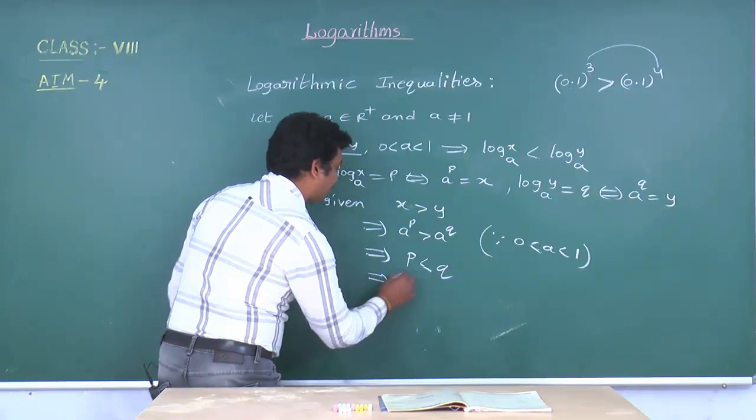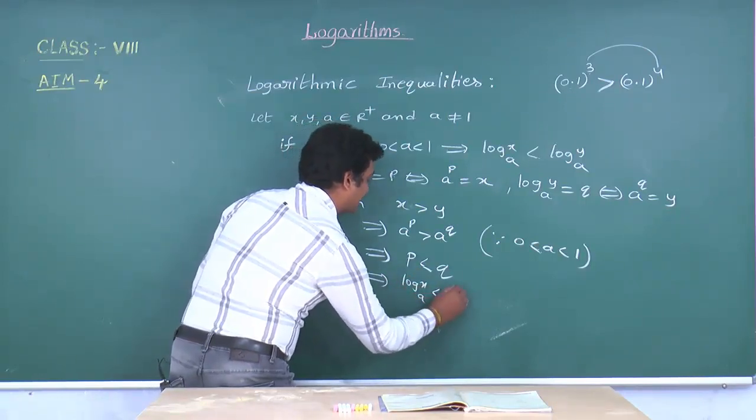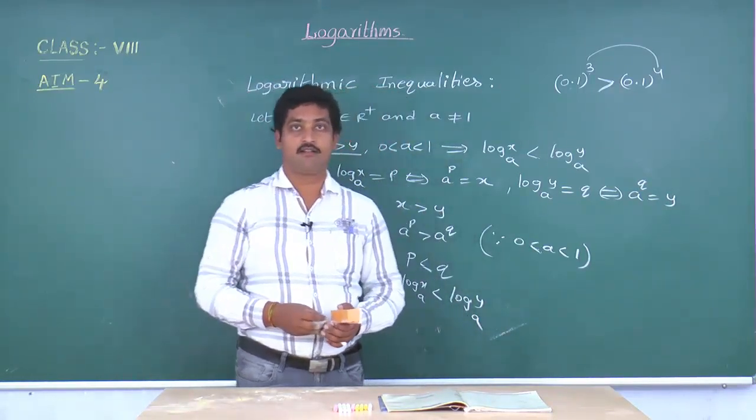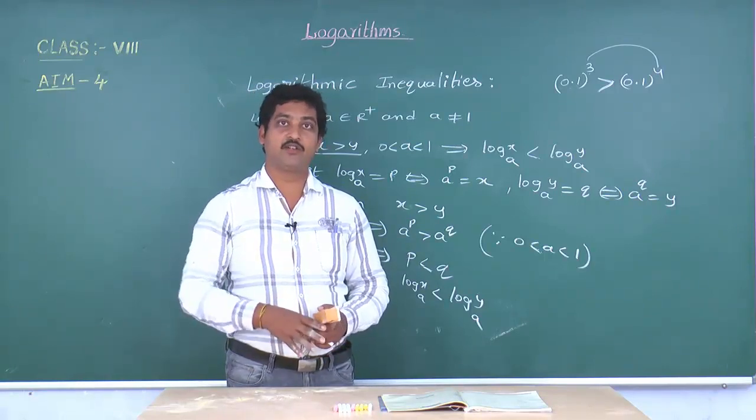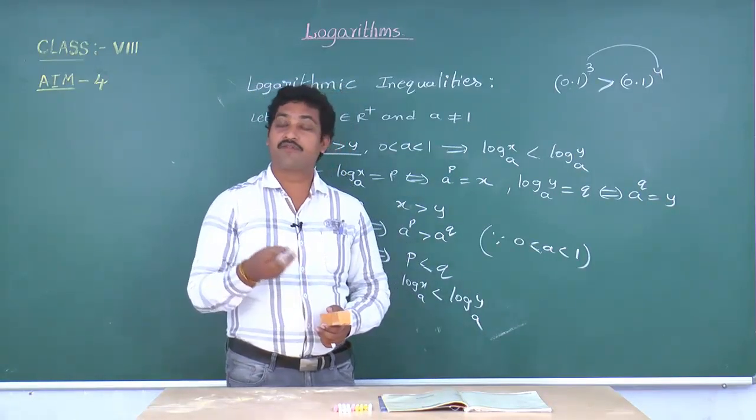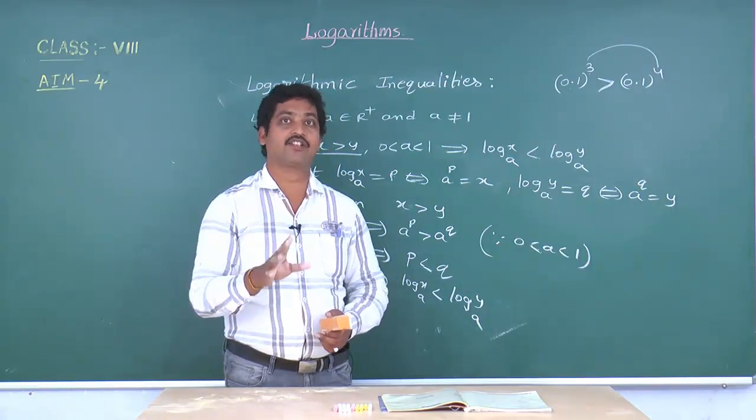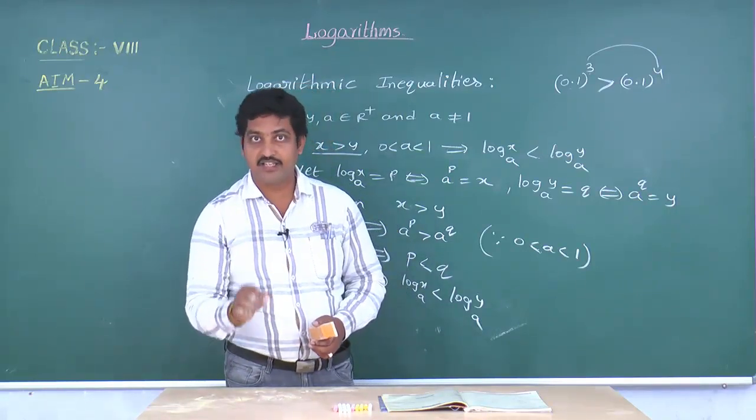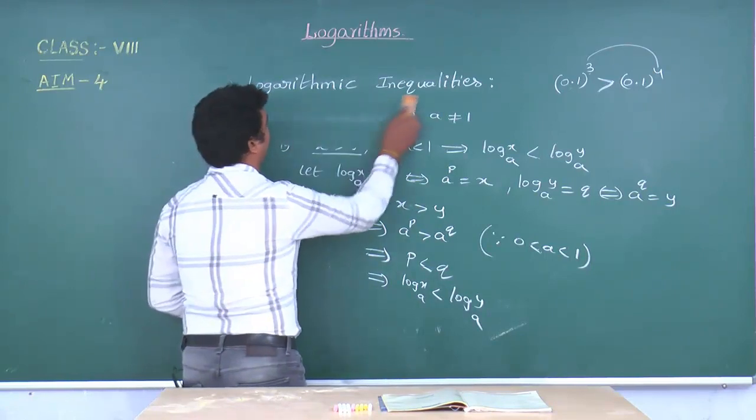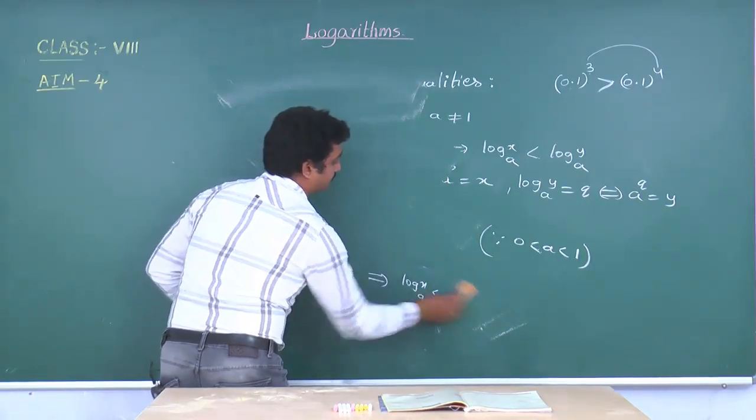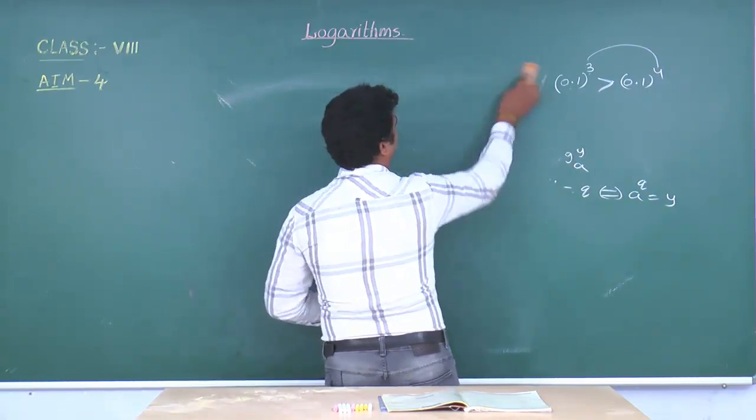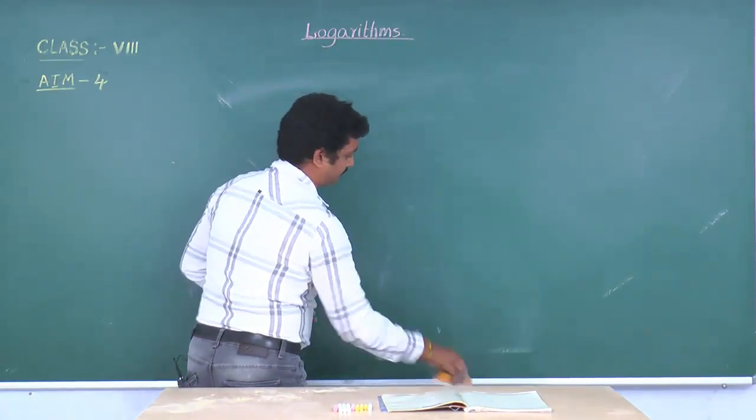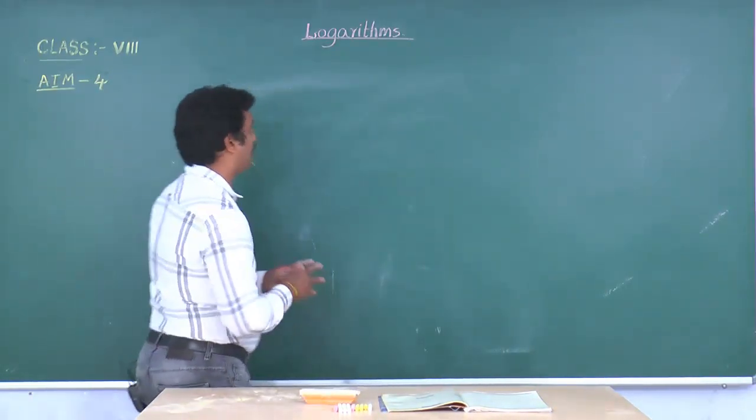Then we have p less than q. What is p? Log x to the base a is less than log y to the base a. Using this knowledge of logarithmic equality and logarithmic inequality, we can compare the logarithmic values, and we can solve the logarithmic equations also. And with the help of this knowledge, we can find the signs of the logarithms also. Let us see the signs of the logarithms.